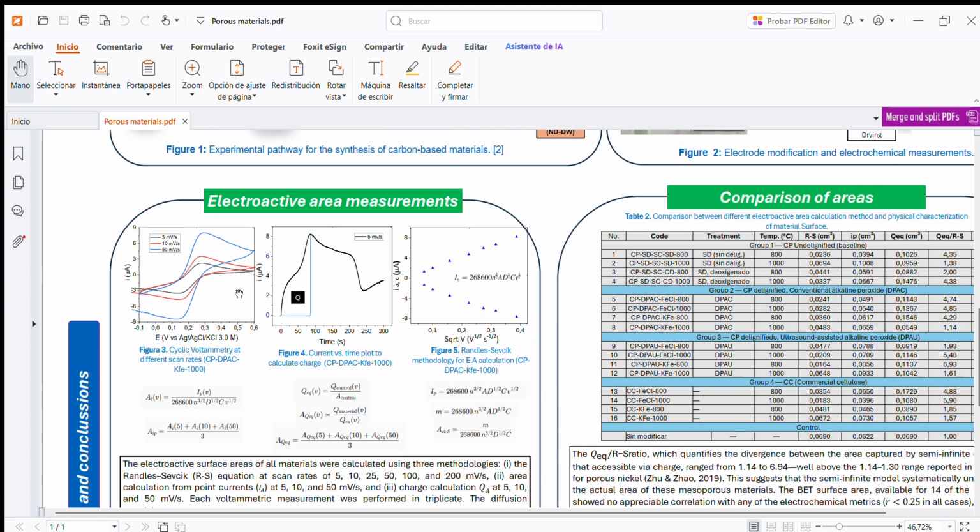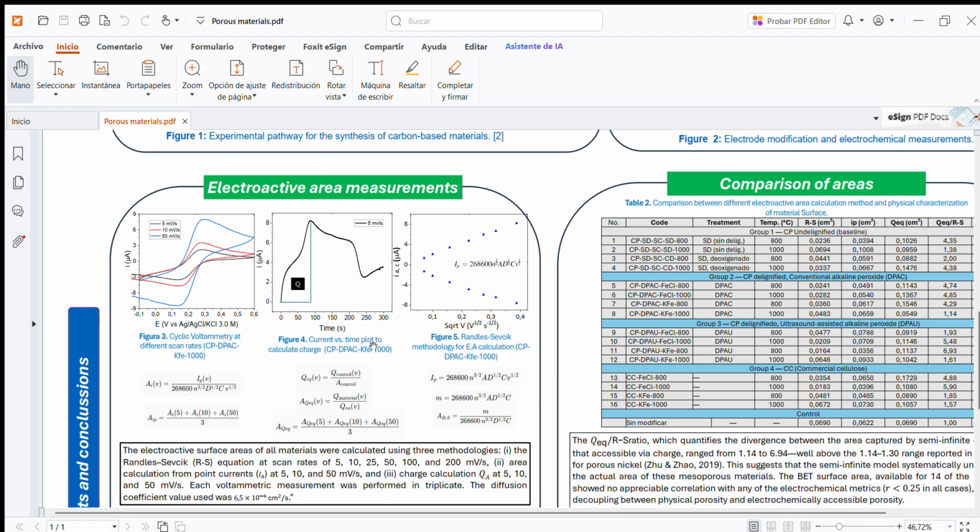Then we use the same approach for obtaining the area with the other two methods: calculating the charge from the start of the cyclic voltammetry to the maximum peak of the oxidation, and directly obtaining the area from the peak current. These are the equations that we use for this calculation. We use these methodologies for three different scan rates: 5, 10, and 50 millivolts per second.